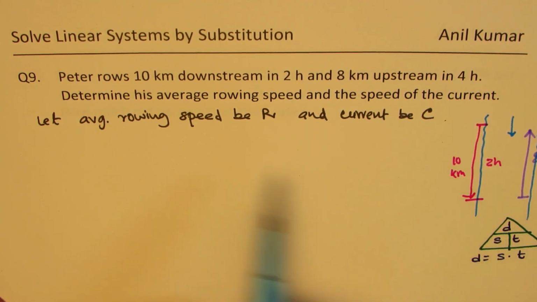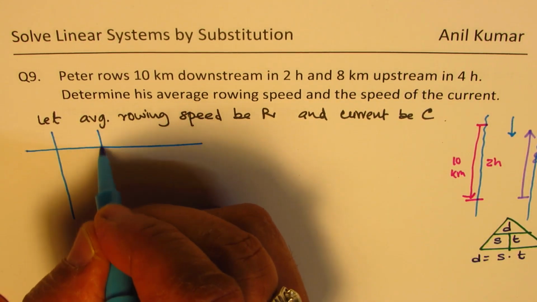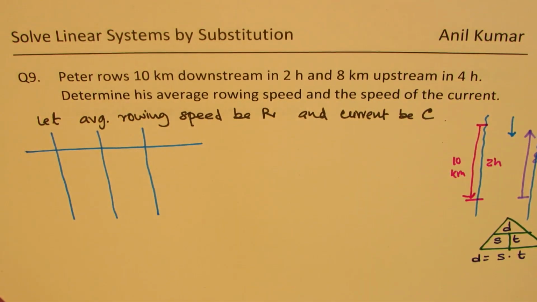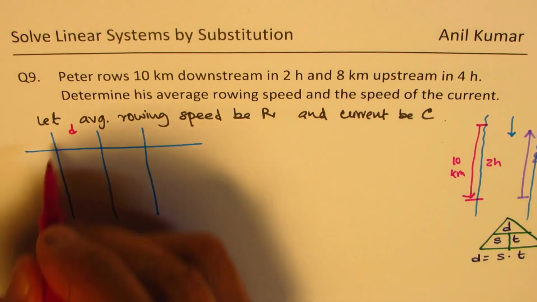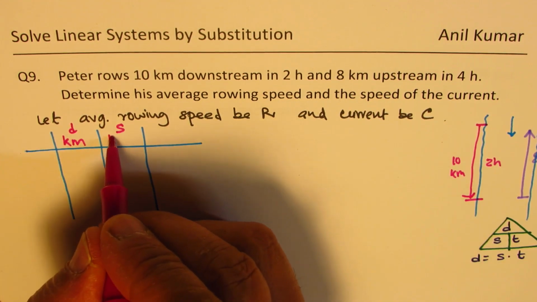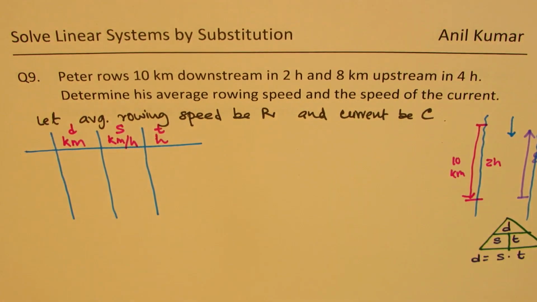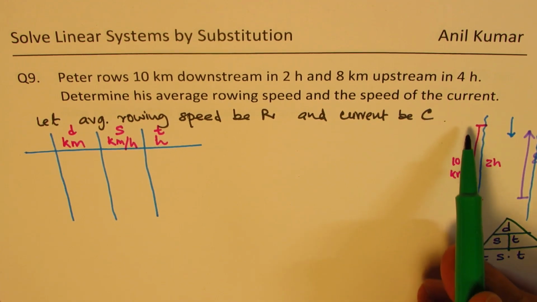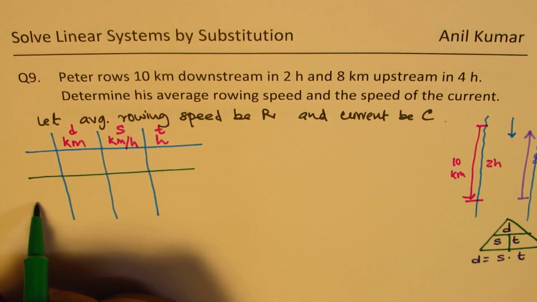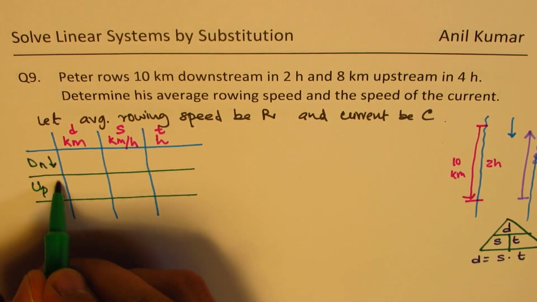Now, I will suggest making a table here. So we'll make a table in which we'll have 3 columns, one for distance, one for speed, and one for time. Distance is given to us in kilometers. Speed is given to us in kilometers per hour. And time t will be in hours, correct? Now we have two conditions, one going down, the other going upwards, right? So we will have these two conditions here. So we say down and up.